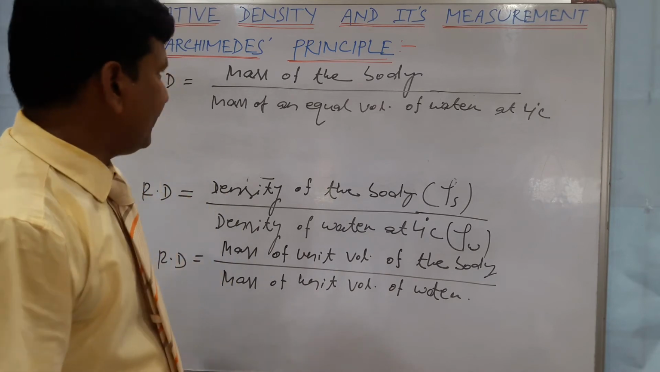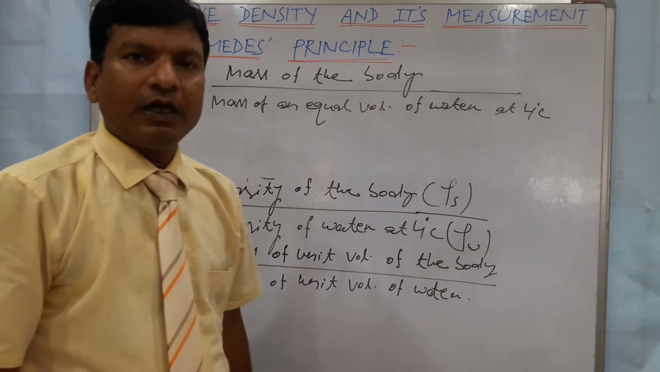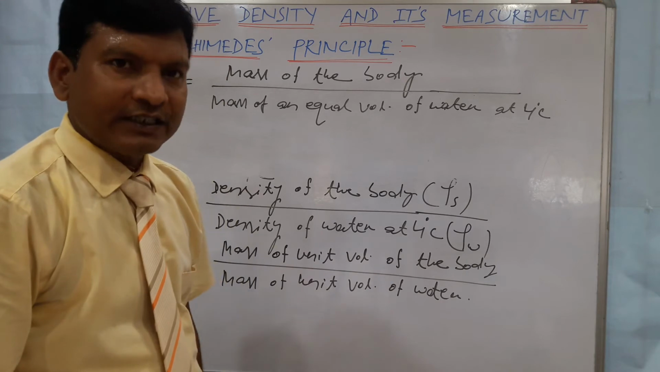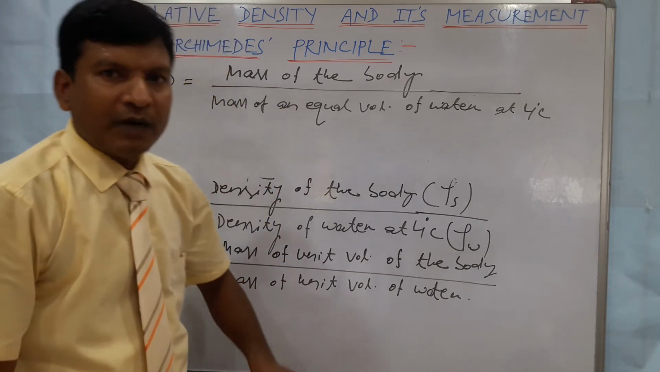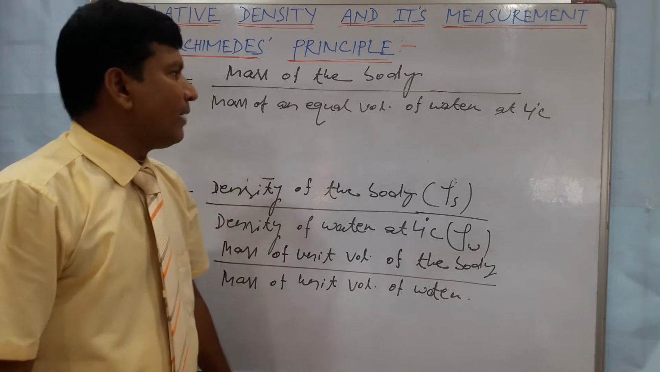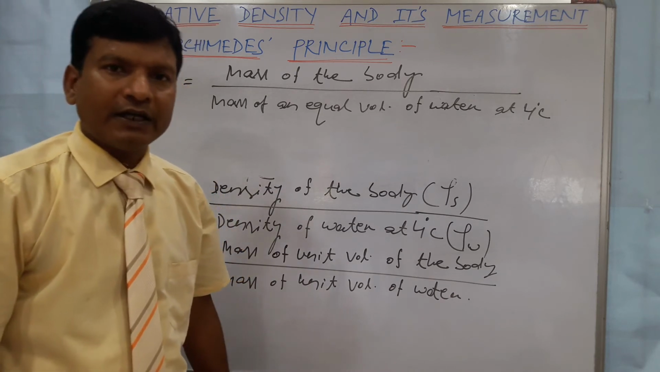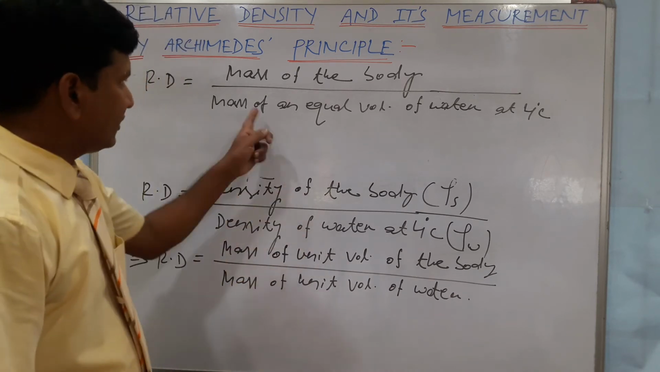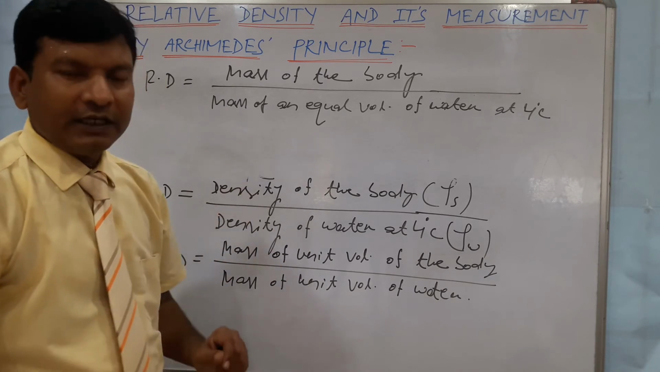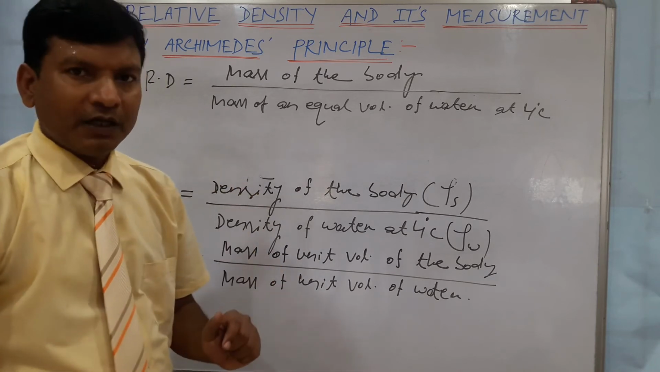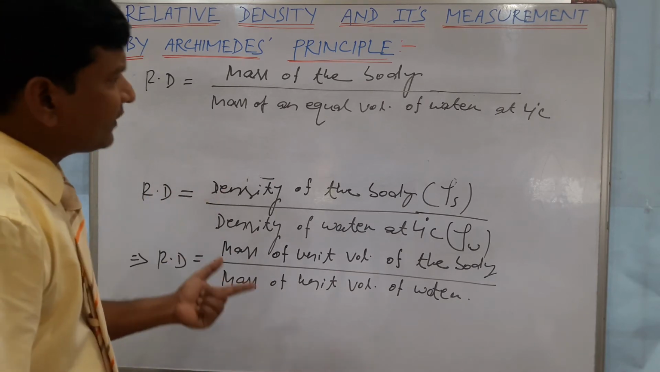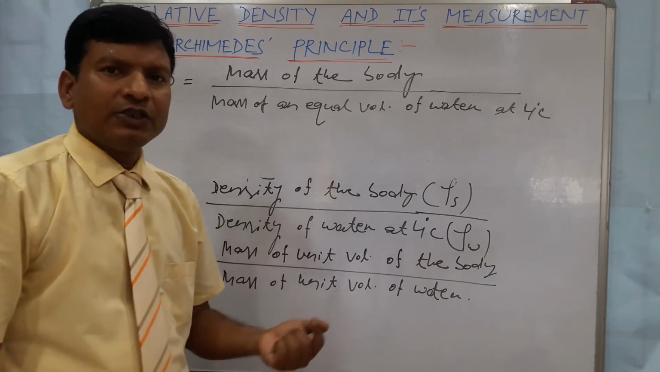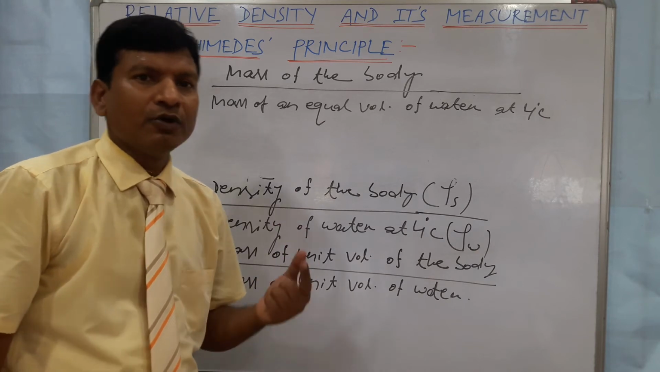So once again I repeat the definition of the relative density. Relative density can also be defined as the ratio of the mass of the body to the mass of an equal volume of water at 4 degrees Celsius. So these are the expression and also the definition of the relative density. Now since you are seeing here that the relative density is a pure ratio, therefore it has no unit.